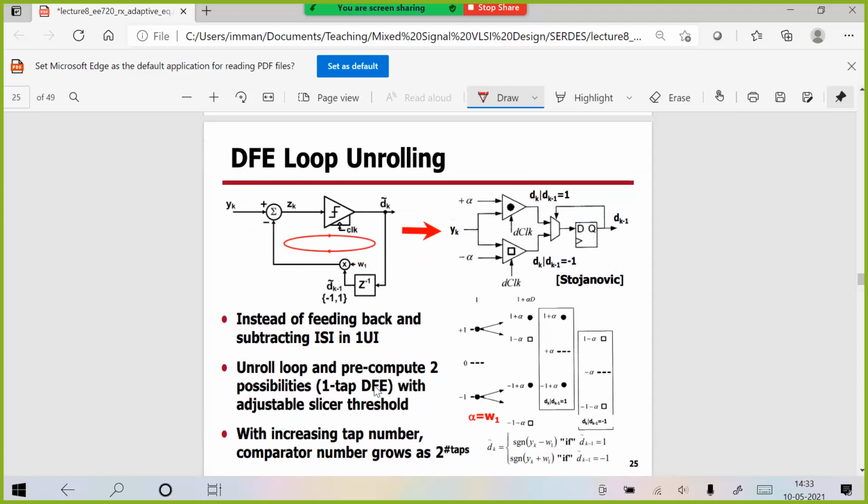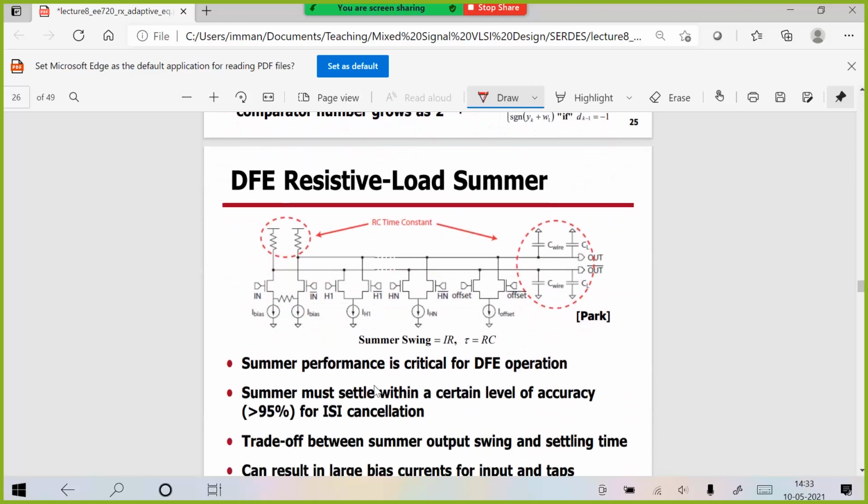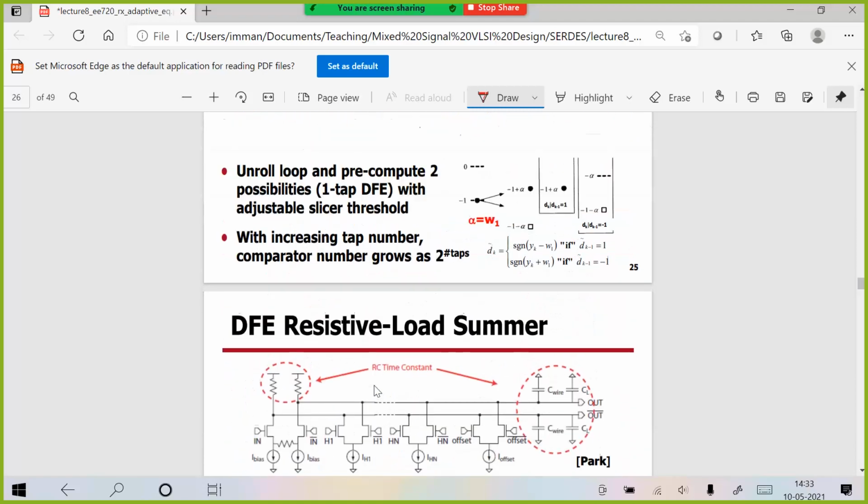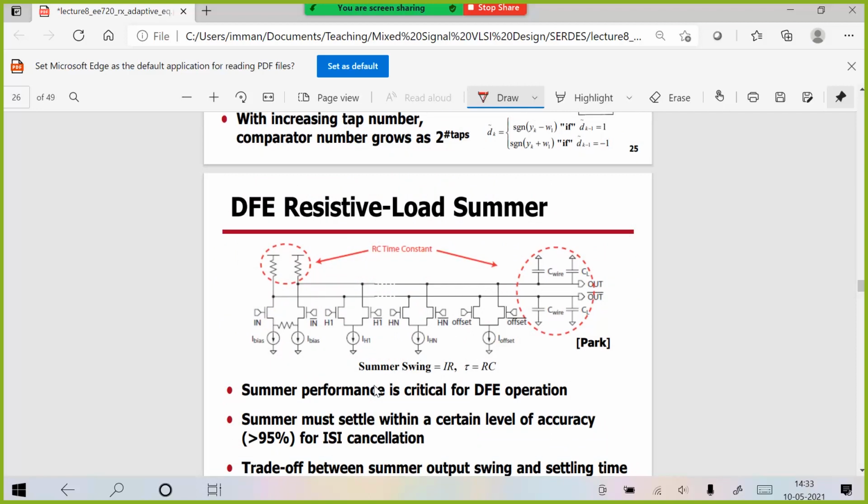So how do you do this summer? This is an implementation of that summer or subtractor. The way it is done is it is kind of looking a little bit like your current steering DAC. All right. So you have your input coming in here, and then maybe you can even put your R and C here, right? This is your main input. All right. And then H1 bar is the first tap, and like that you go up to Hn bar, and the weighting coefficients are done by these current sources.